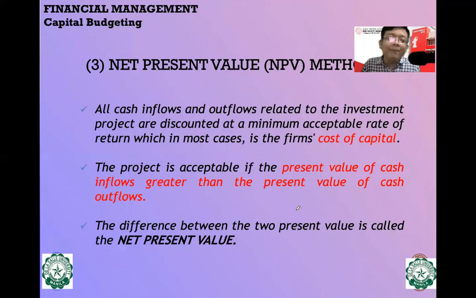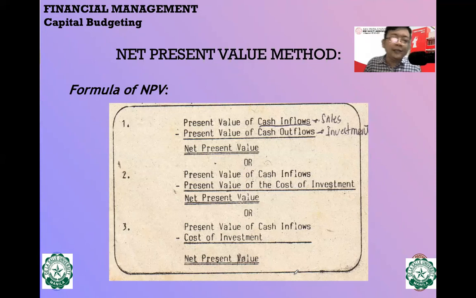This was from last time. Alright. Net present value: all cash flows related to the investment, and you will use the cost of capital. The project is acceptable if the present value of the cash inflows is greater than the present value of the cash outflows. Or if you have zero, it's okay, or you have positive, you will accept the proposal. Okay? These are other formulas of the NPV: present value of cash inflows less present value of cash outflows. The formulas are the same. Alright.